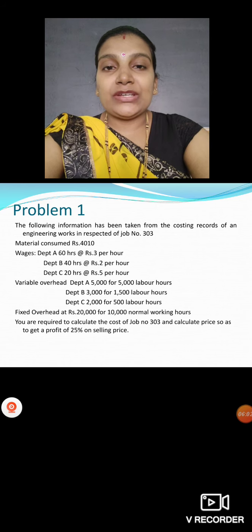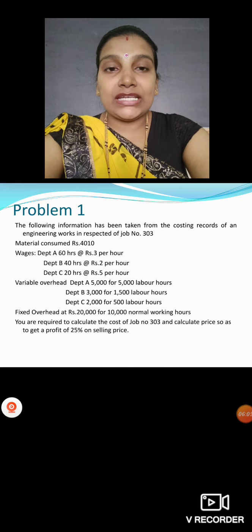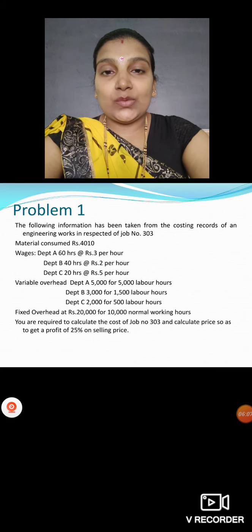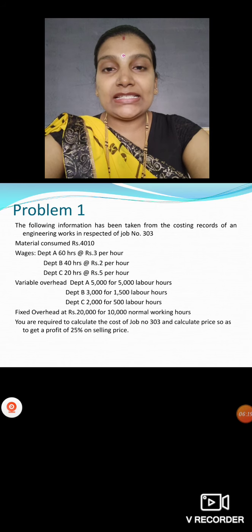The following information has been taken from the costing records of an engineering works in respect of job number 303. Okay, job number 303 details are given. Material consumed we have 4010 rupees. Then wages we have for different departments here. Department A 60 hours at rupees 3 per hour. Department B 40 hours at rupees 2 per hour. Department C 20 hours at rupees 5 per hour.